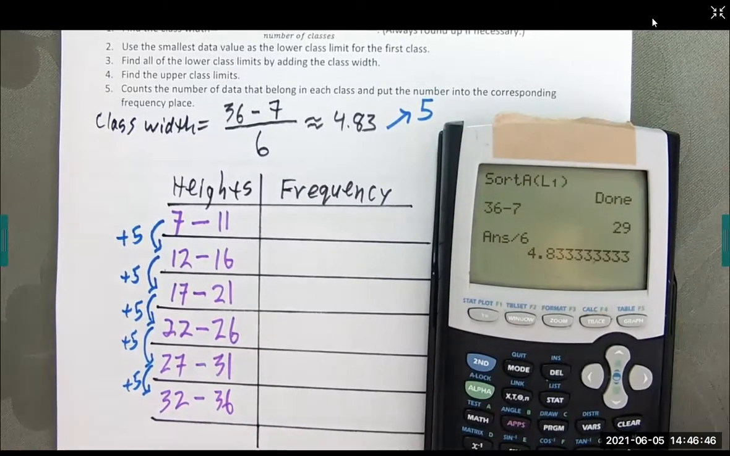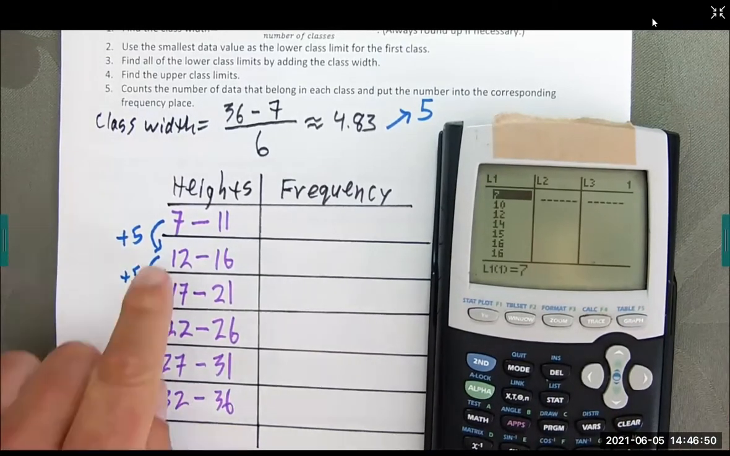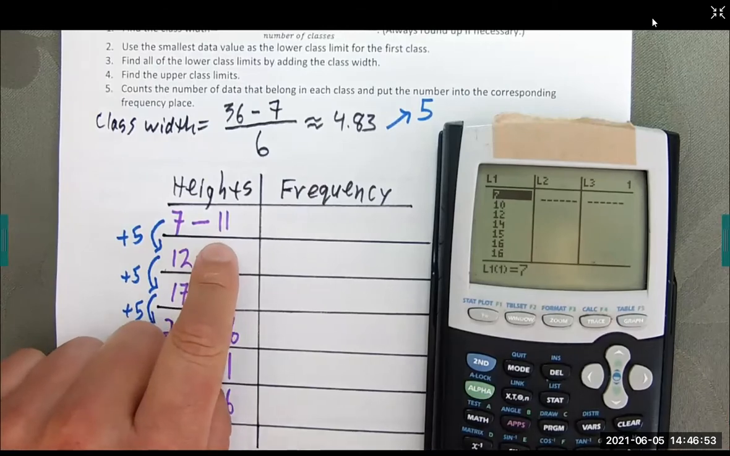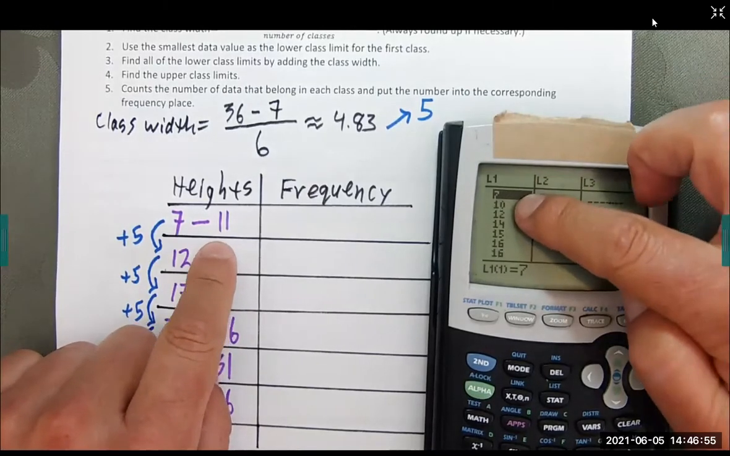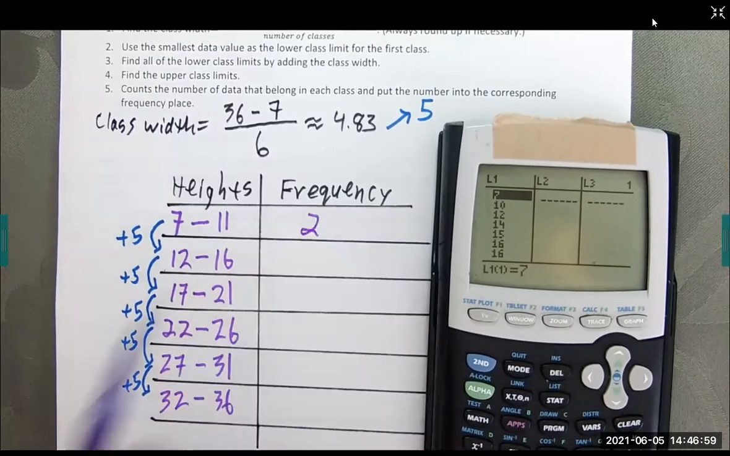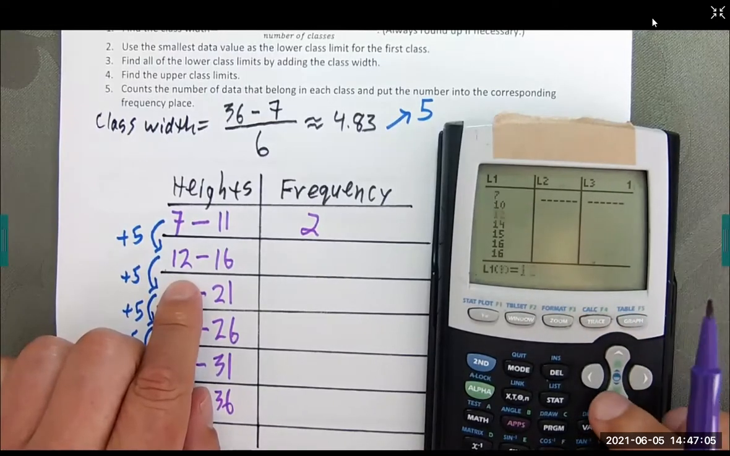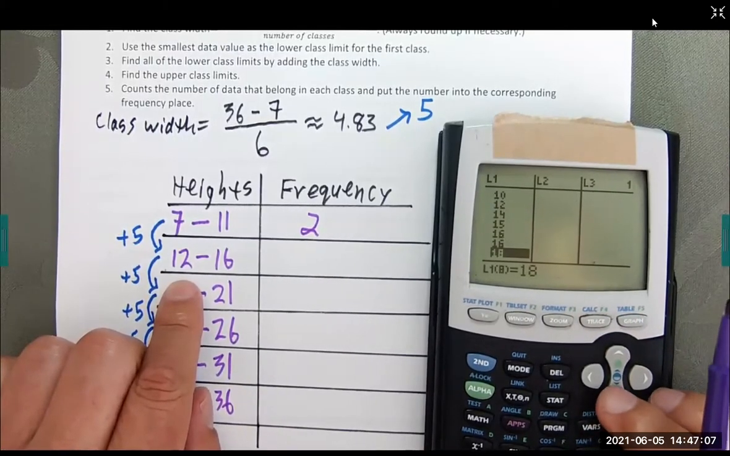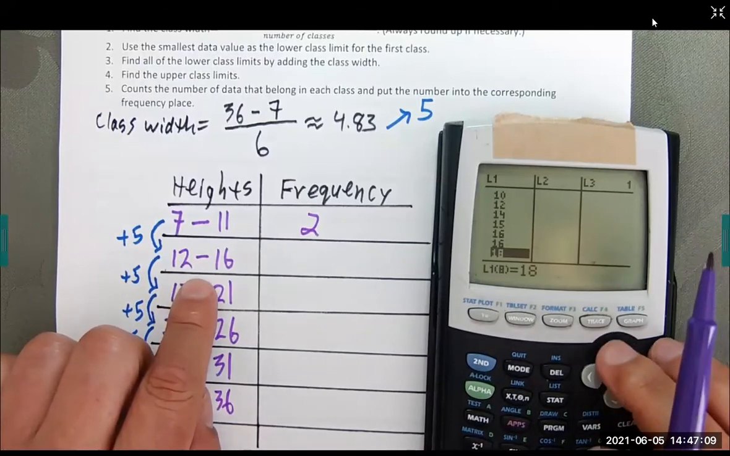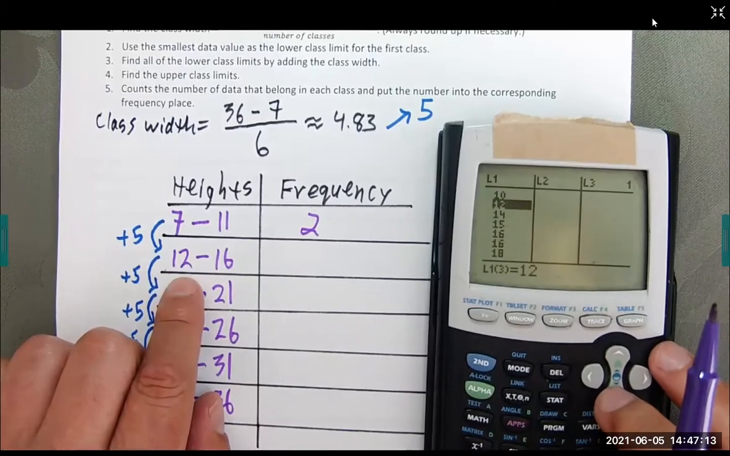I'm going to go back to my list that's been sorted. How many of them are between 7 and 11? It looks like there's 1, 2 of them. 7 and 10. So there are 2. Next up, between 12 and 16. That's 1, 2, 3, 4, 5. Let's see. That was here. 1, 2, 3, 5.